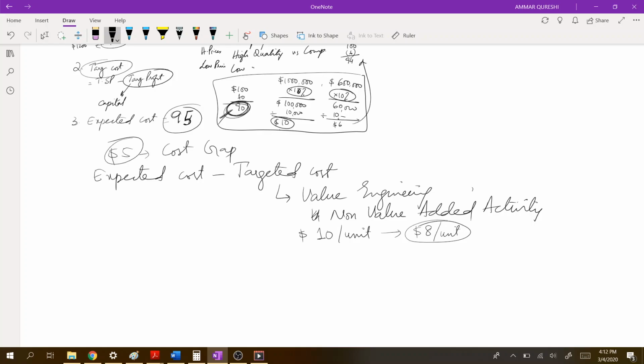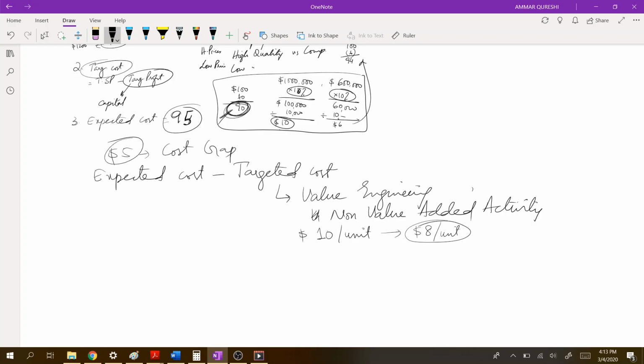But we have to keep one thing in mind: at this particular stage, we are busy reducing the cost of the product, but we have to keep in mind that there is always a right time to launch the product.